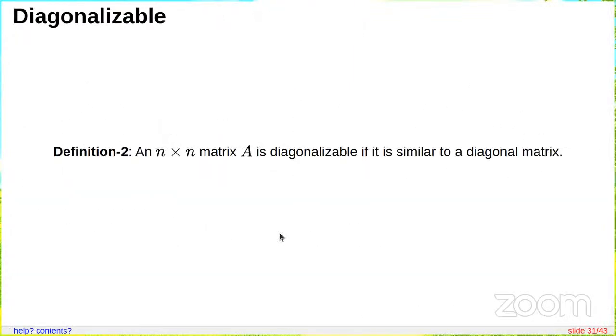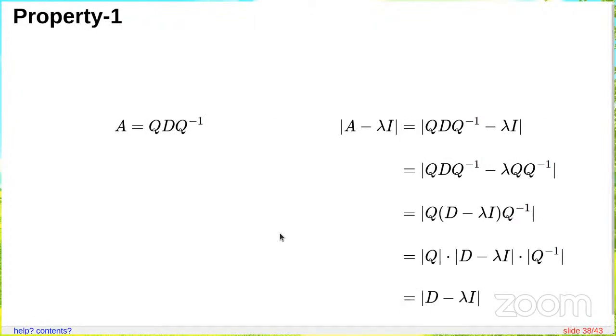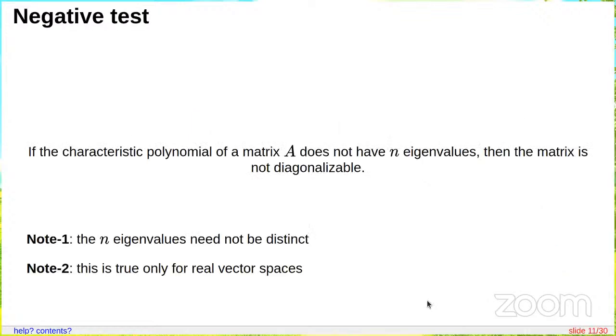Why this is the negative test comes from this property basically. If a matrix A is diagonalizable, then it will surely have n eigenvalues, right? Because it has all the eigenvalues corresponding to its diagonal counterpart. So if a matrix is diagonalizable, then it will surely have n eigenvalues. Now, if a matrix does not have n eigenvalues, then it means that you cannot diagonalize it. That is where this negative test comes from. Okay, sure. Thanks.